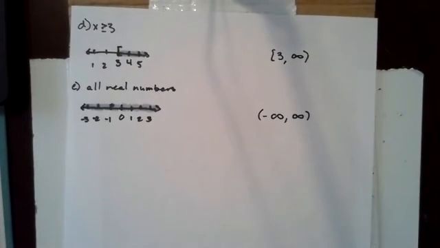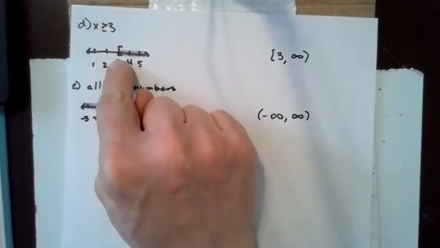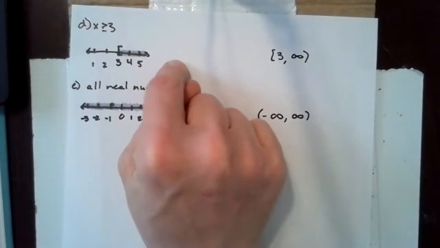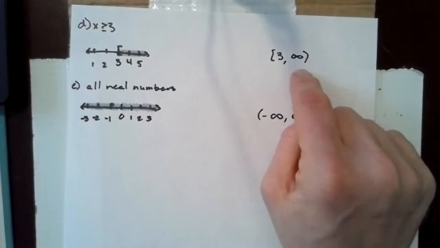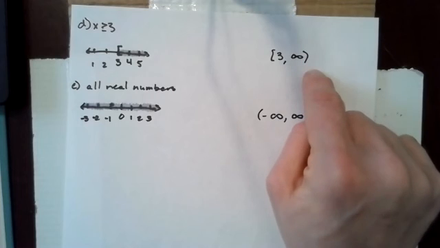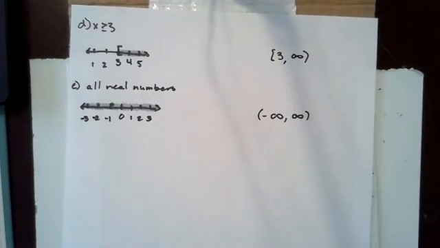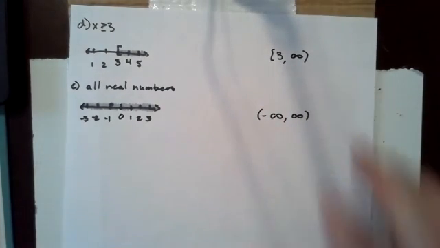Here we have x is greater than or equal to 3. So here, because that's greater than or equal, we have a bracket and we shade everything to the right. Here we have our bracket for 3, but infinity is bounded by a parenthesis. Finally, we have all real numbers. Well, for all real numbers, we're just going to shade the whole number line because everything is included in all real numbers. And here we have negative infinity to infinity enclosed in parentheses.